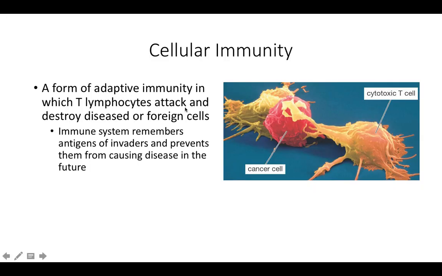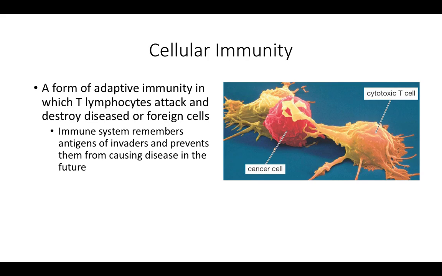Okay, so in the next couple of sections, we're going to be talking about cellular and humoral immunity in a bit more detail than we already have in the last section. So starting with cellular immunity, this is again the form of adaptive immunity that uses T lymphocytes to attack or destroy cells, being foreign cells or diseased host cells, directly.